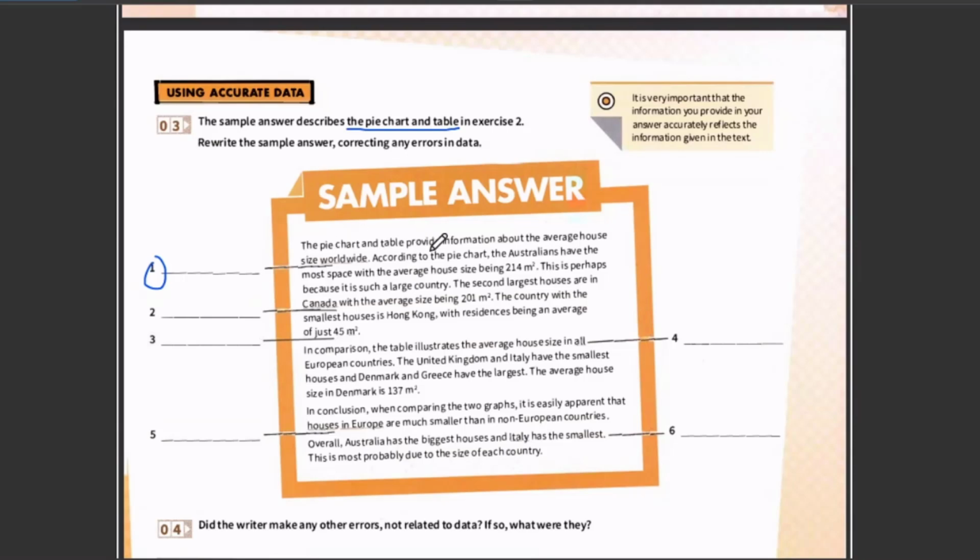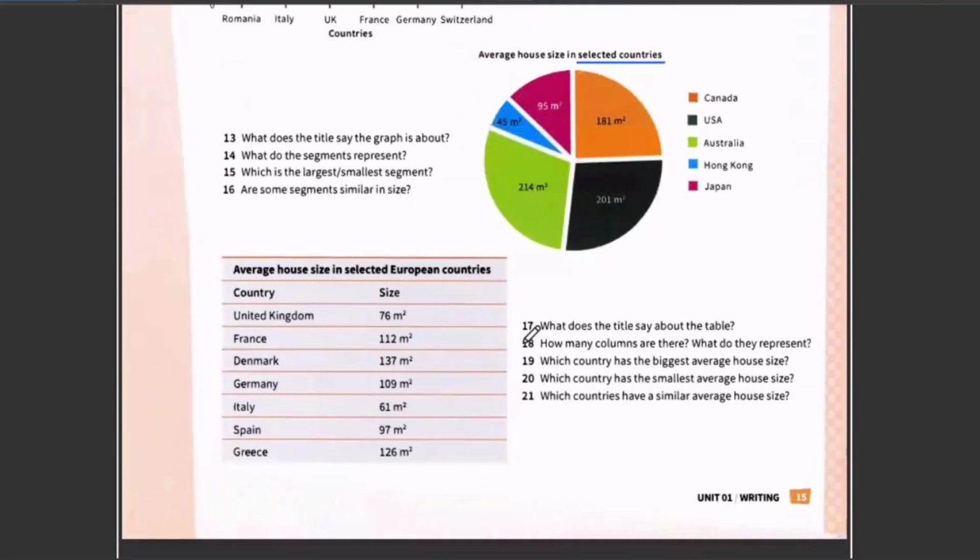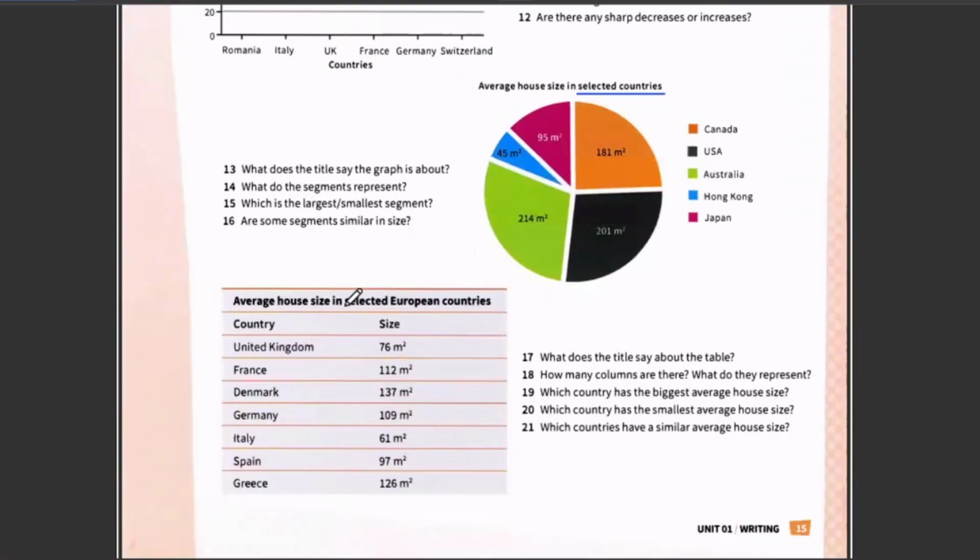So the pie chart and the table both are being described, and it is being said that both of these diagrams represent average house size worldwide. But the error made here is that in the pie chart, the information is on selected countries, and for the table, it is on selected European countries. Understood? So that is the difference here.